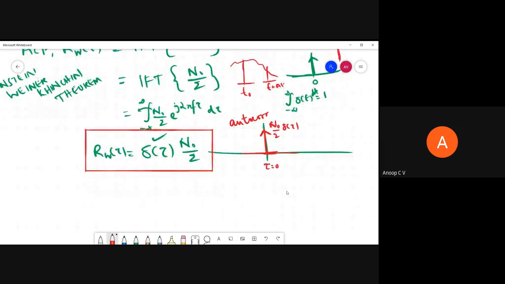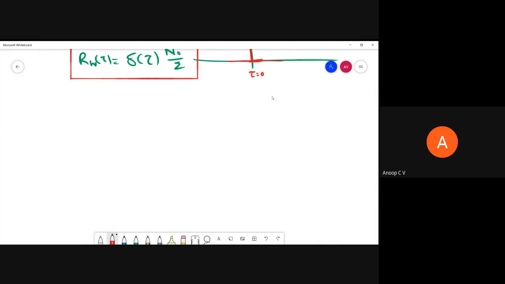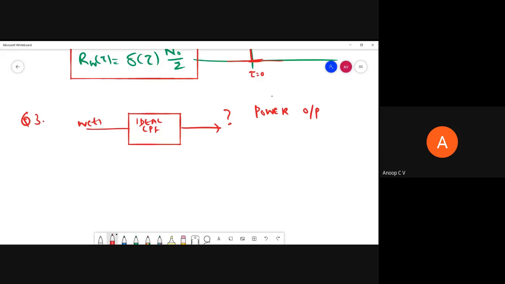question. Question 3 is, suppose we have an ideal low pass filter, and you are giving white noise as input to it. What is the power output, and what is the autocorrelation function? These two things are what we have to find out.